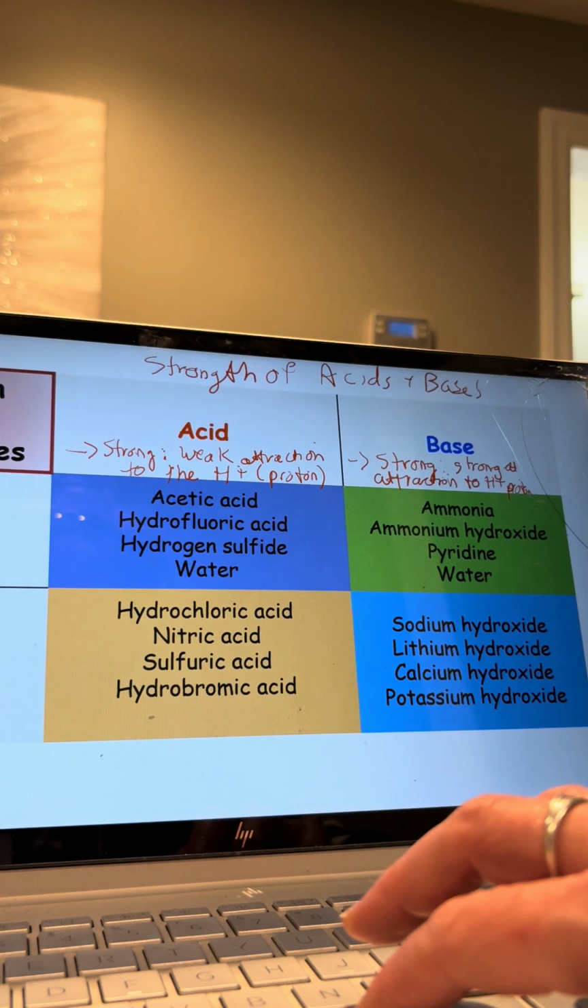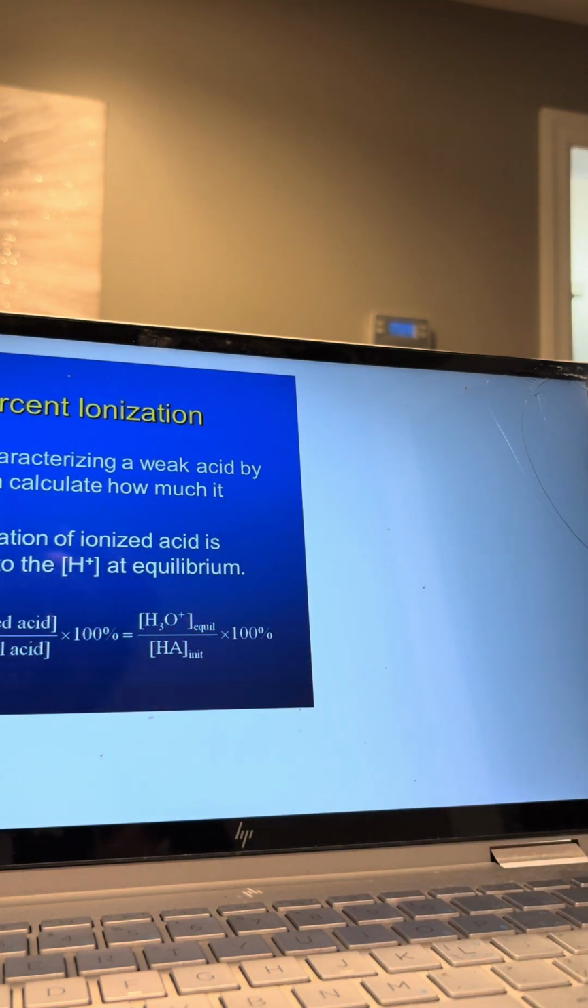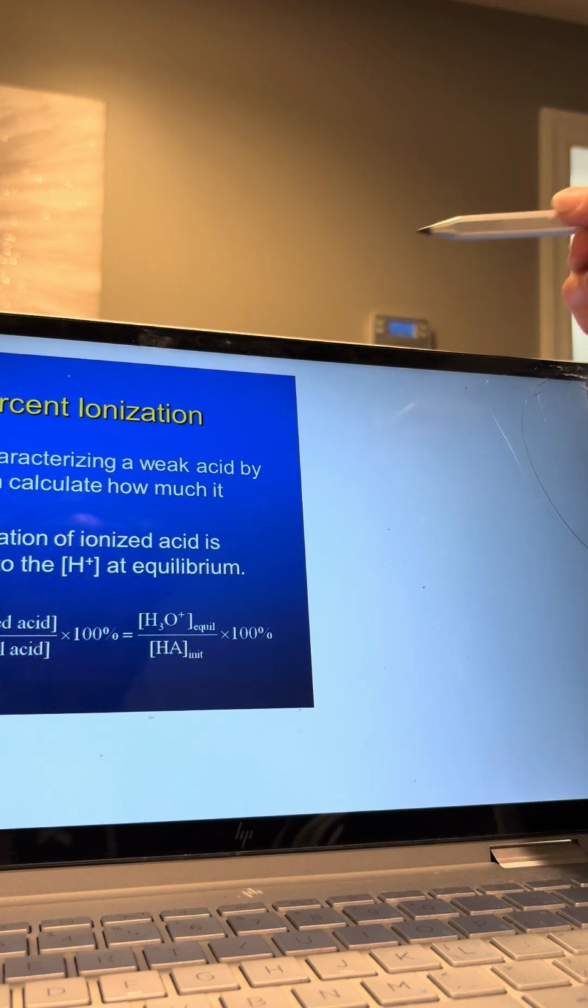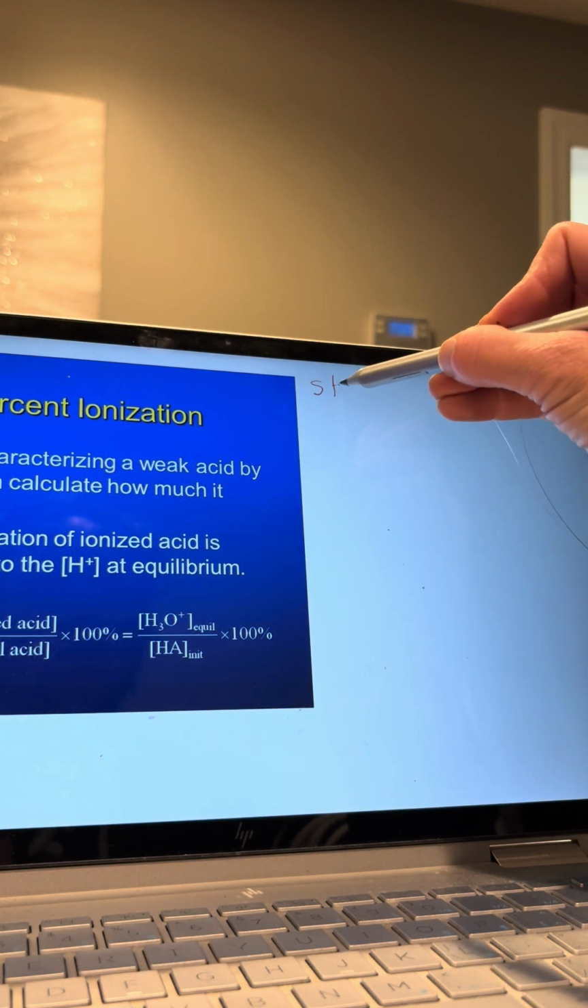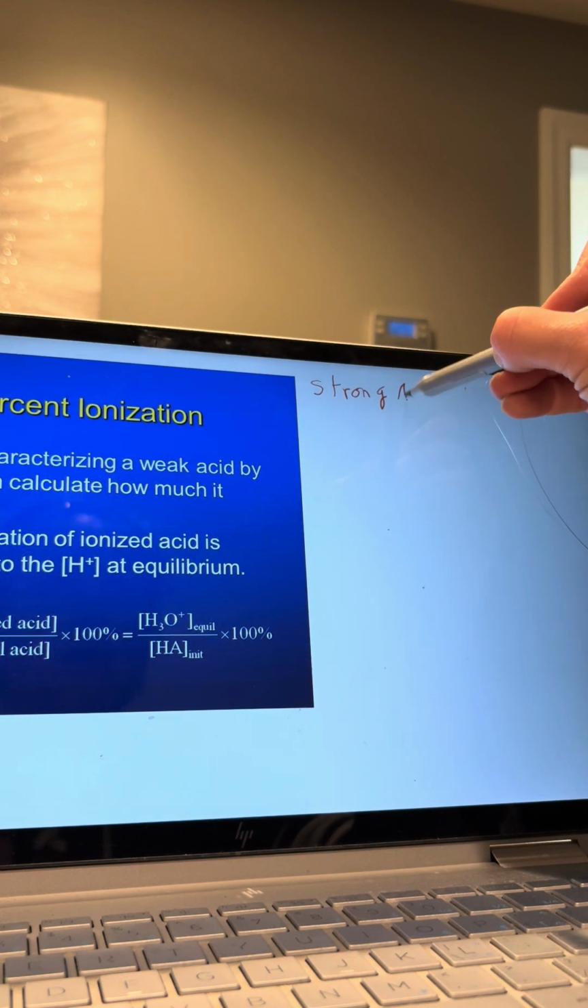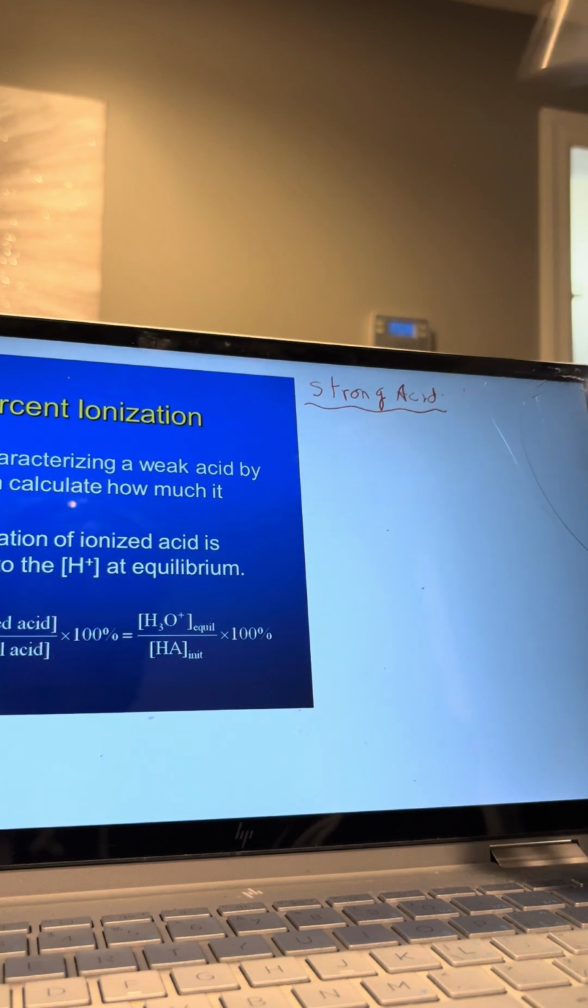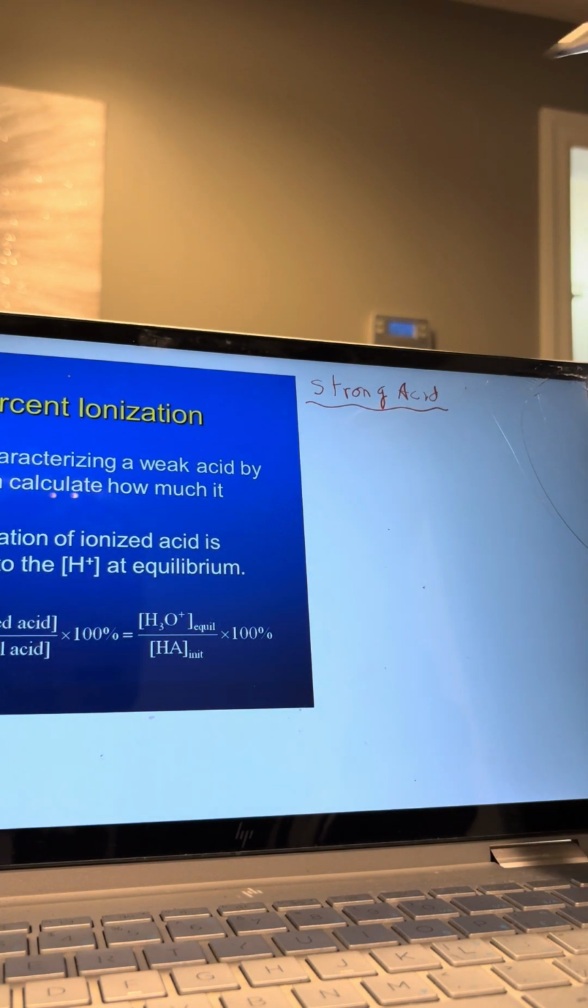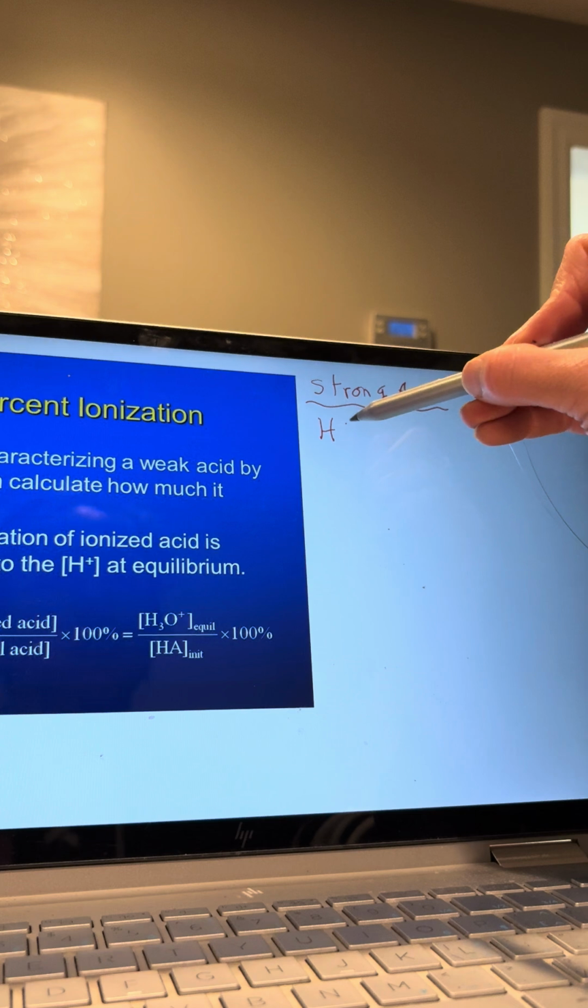Now there is a way to measure this, and it's called the percent ionization. And you can calculate this, and I'm not going to actually have you calculate it, I just want you to understand it so that if it comes up eventually, you'll know what I mean, okay? So if I were to talk about, for example, a strong acid, and we know that a strong acid donates those hydrogen ions. Now, let me show you what I mean by that.